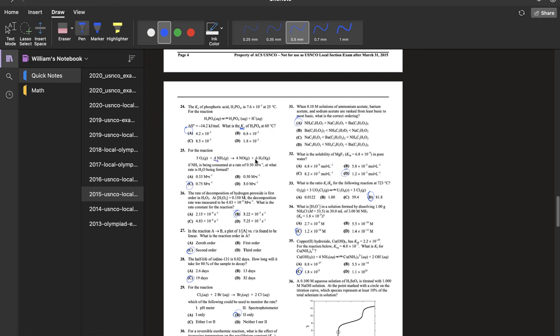We have a 4 here, we have a 6 here. So water should be formed at 1.5 times the rate that ammonia is used. So 5 times 1.5 is 7.5, and if we scale that down, it's 0.75.